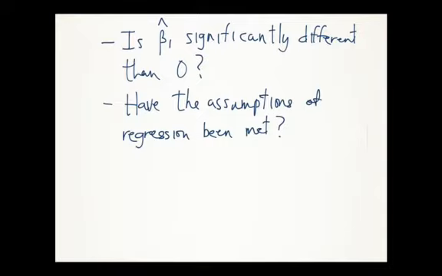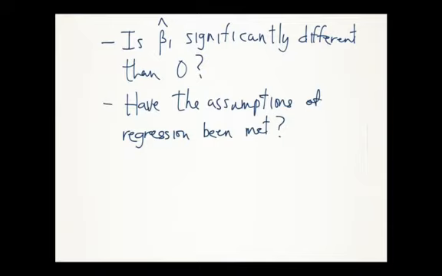Then our second question was, anytime we have a parametric statistical procedure, such as linear regression, it has certain assumptions, and in order for the results to be meaningful, the assumptions of our statistical procedure need to have been met. So, have the assumptions of regression been met in our example?